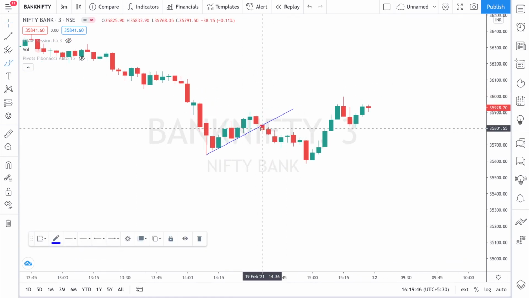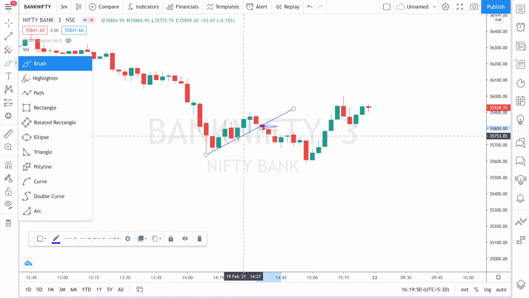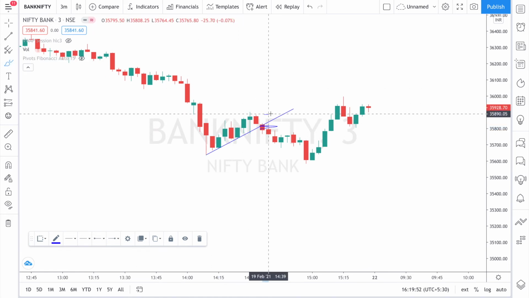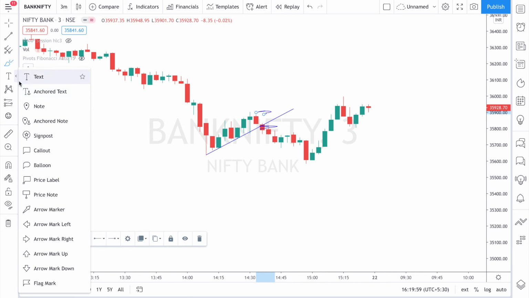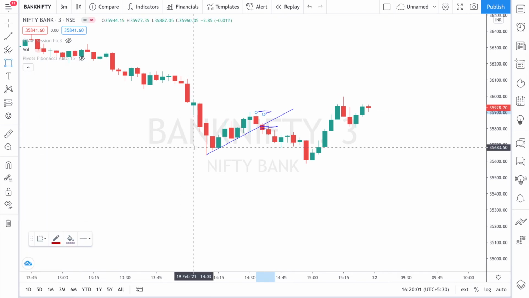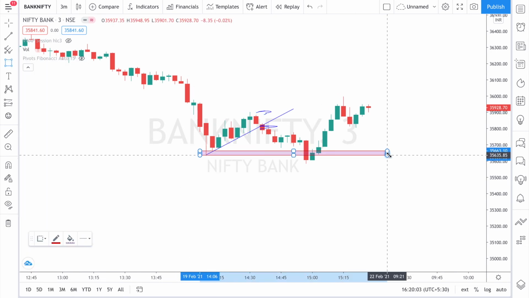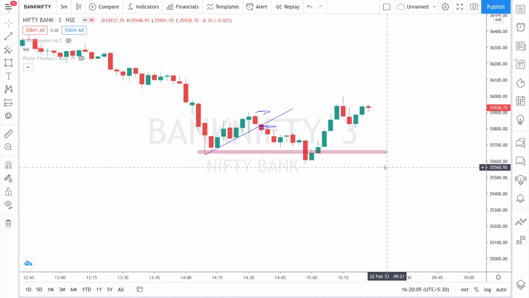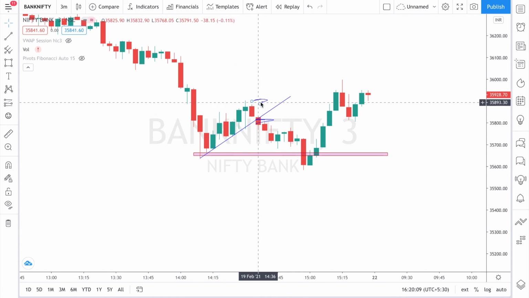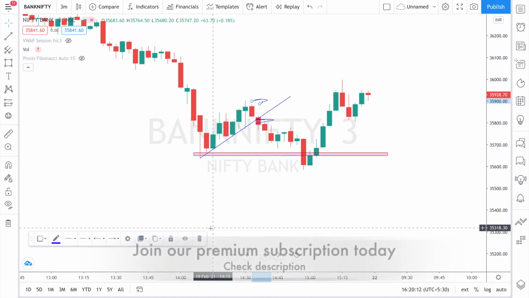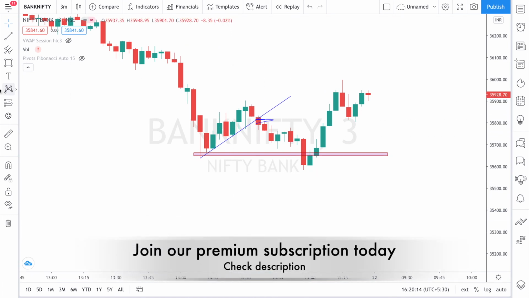I entered at this candle, and if you see, my stop loss is a small stop loss, right? Because this was a scalp. My stop loss was small, and my expectation was that Bank Nifty will break today's low before closing. Okay, that was my expectation, and accordingly you can see Bank Nifty broke today's low.